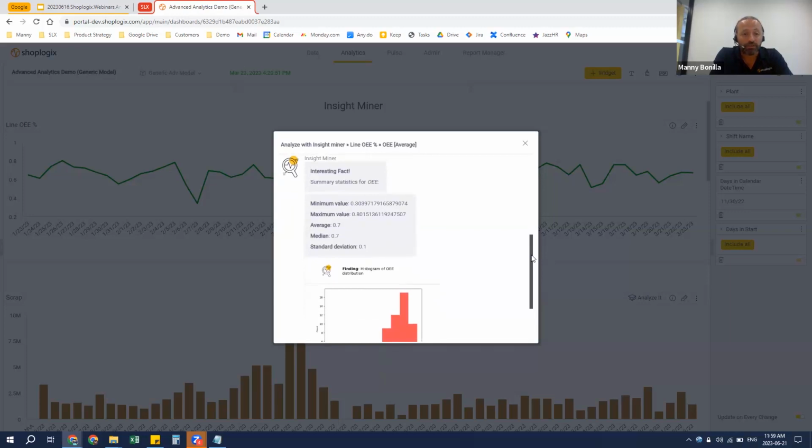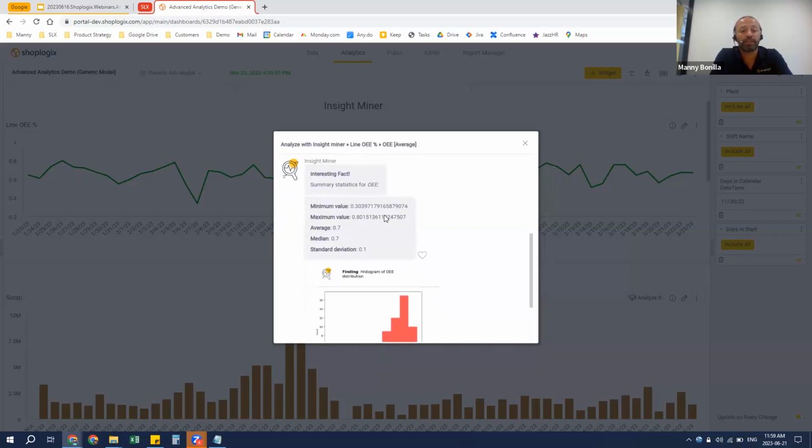The first interesting fact, it just kind of goes and grabs your minimums, your maximums, your averages, your median, and your standard deviation. So again, this is data that is not always easily accessible, or you would need to have multiple widgets on the design of the dashboard to be able to give you this information, as well as just having the ability to have a simple dashboard.